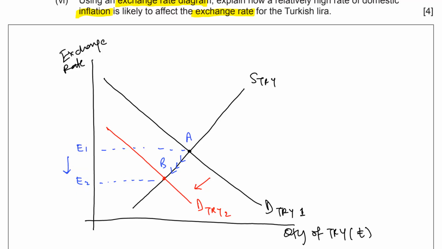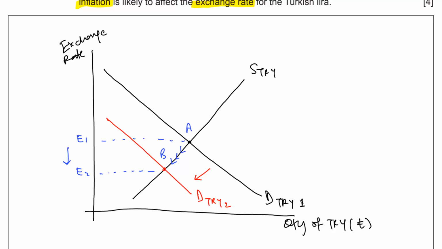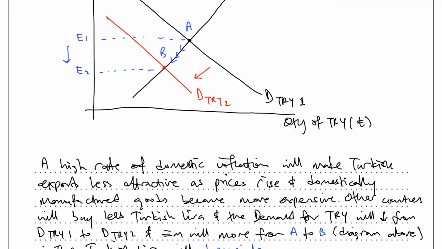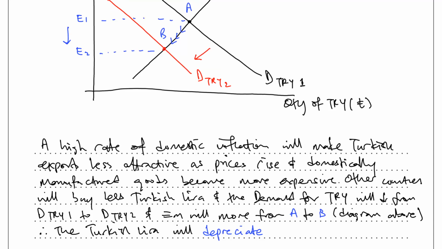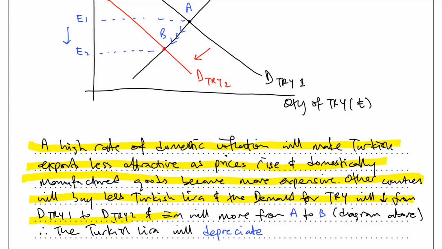Okay, so that's the thinking. Now we have to explain that in like 5 or 6 lines. Okay, so this is what I've got written down. A high rate of domestic inflation will make Turkish exports less attractive as prices rise and domestically manufactured goods become more expensive. Other countries will buy less Turkish lira, and the demand for Turkish lira will fall from DTRY1 to DTRY2. And equilibrium will move from A to B, which is shown in the diagram below. Therefore, the Turkish lira will depreciate.